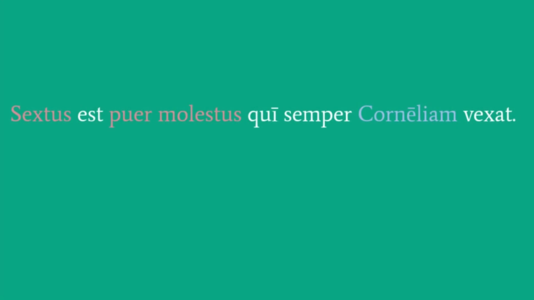So let's take the first sentence of the story. You have Sextus est puer molestus qui semper Corneliam vexat. If you're looking at the color coding, right, Sextus with a US ending is a subject. Puer molestus is also the subject, right? Here, when you have the verb to be, est in this case, both sides of the verb to be are in the nominative case. So we're saying Sextus is an annoying boy. That's my subject, right? On the other side, you have Corneliam.